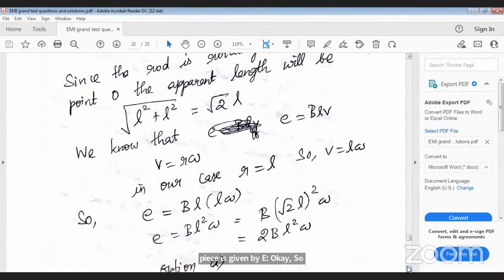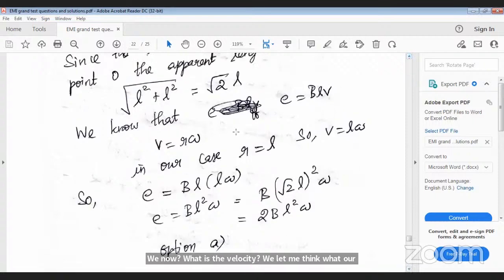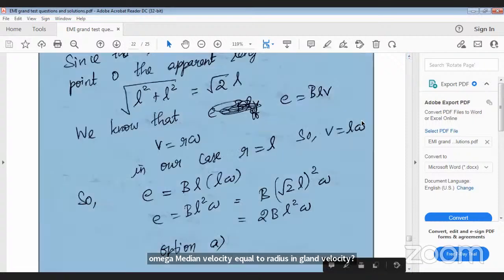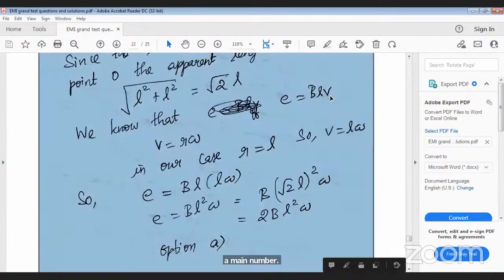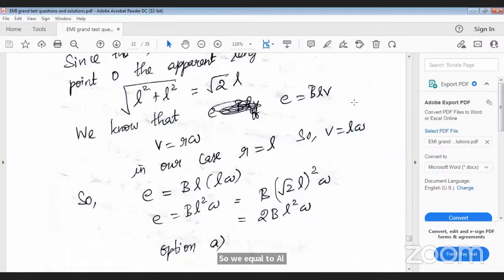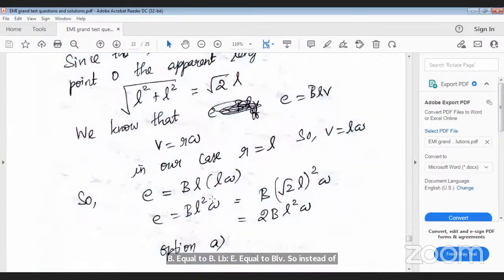Now what is the velocity V? V is nothing but R omega, linear velocity equal to radius into angular velocity. Here radius is nothing but L, and of course you have omega. So V equal to L omega. Now you have to use E equal to BLV. So instead of V, you need to use this L omega. So BL squared omega is the EMF.